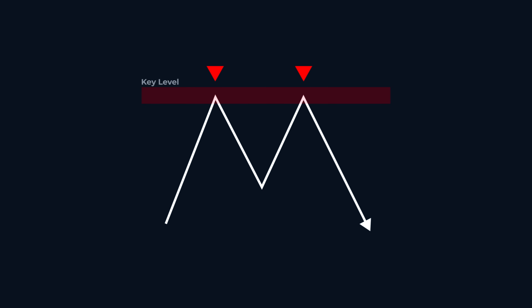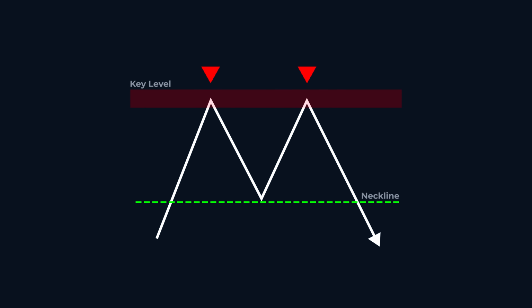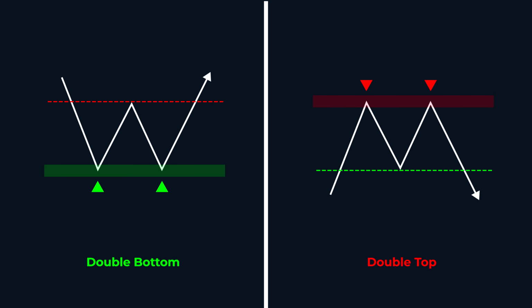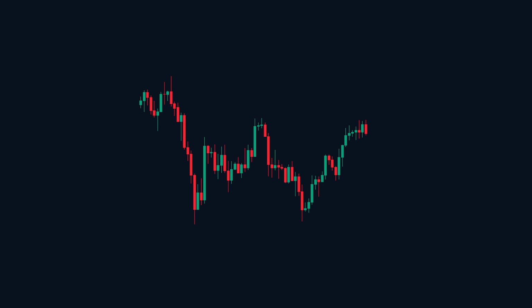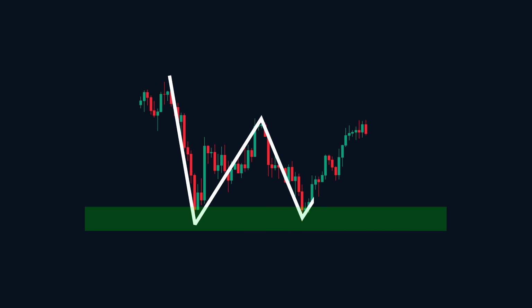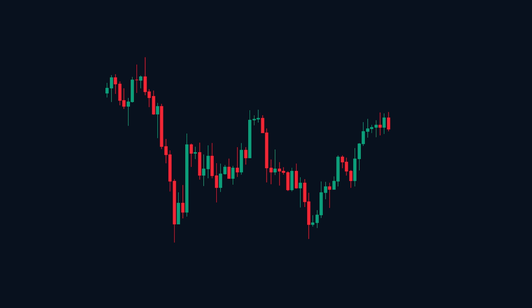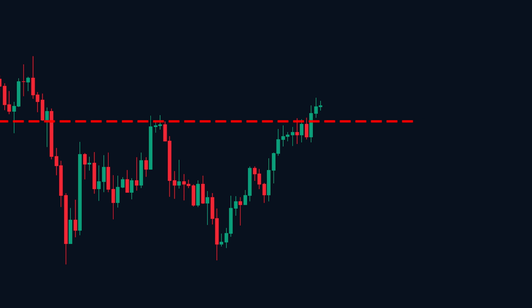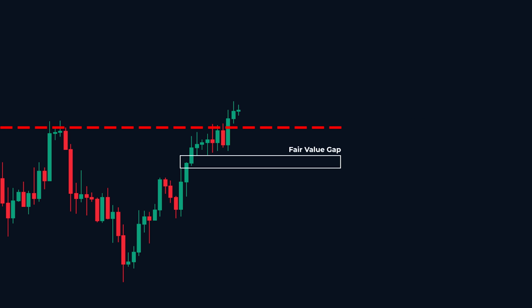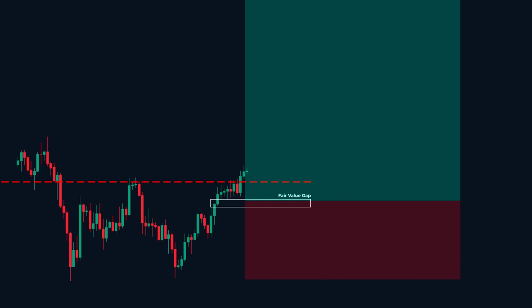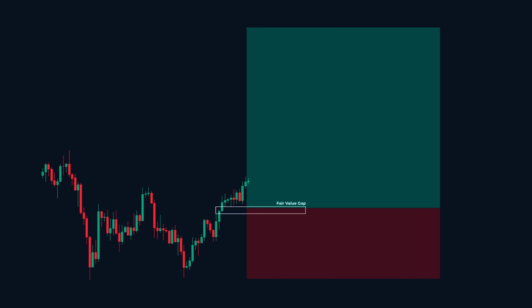The real confirmation comes when price breaks the neckline. That's your shift. It often signals that a reversal is beginning. This pattern can form in both directions. Here's what the bullish and bearish versions look like. In this example, you can see sellers tried to push price below a key level twice and failed both times. Then buyers step in, take control, and push price up, closing above the neckline. From there, you wait for a retest or an imbalance nearby and enter in the new direction. Stops go below the lows, and your target is around 3 times your risk.